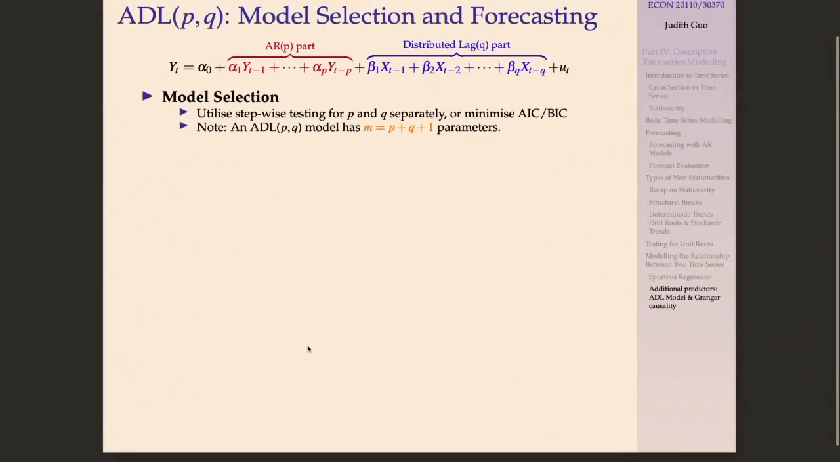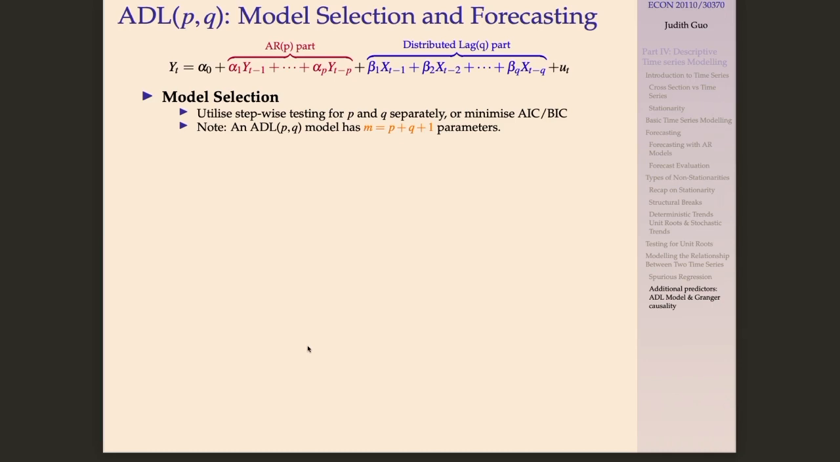Now, the model selection is basically the same as for the AR process. You can use stepwise testing. Here you have to do stepwise testing for P and Q separately, but the stepwise testing for Q follows the same logic as the stepwise testing for P. You start from the highest possible order for P and Q, and then you gradually decrease by 1 depending on the significance of the highest lag. So for example, we start with an ADL(2,3). So the highest number possible for Q is 3.